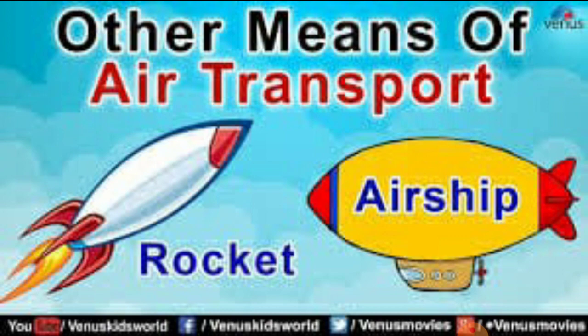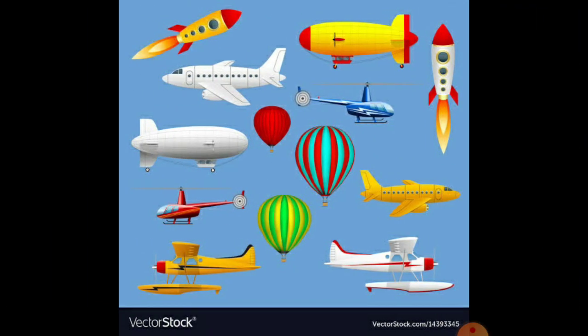Rocket, nobody travels in a rocket. Rockets are meant for sending satellites to space and all. Airship is used for adventure sports. It is not used for transporting people or goods. In this picture you can see different means of transport which fly in air. Any means of transport which flies in air is air transport, because they run through airways.